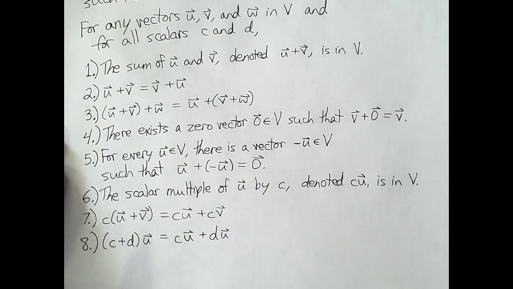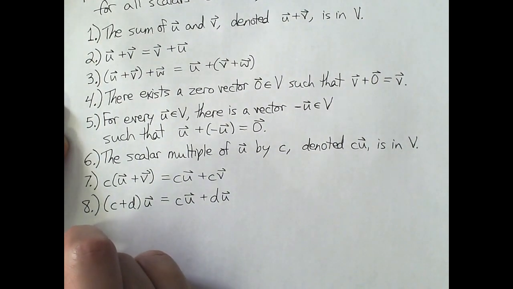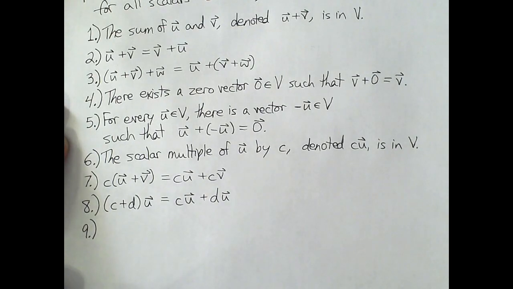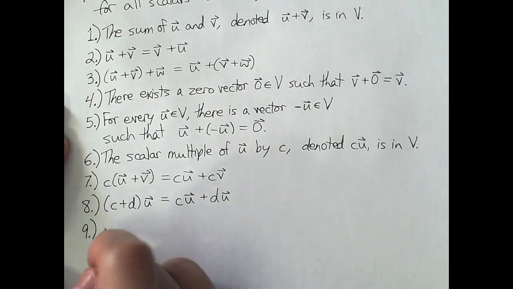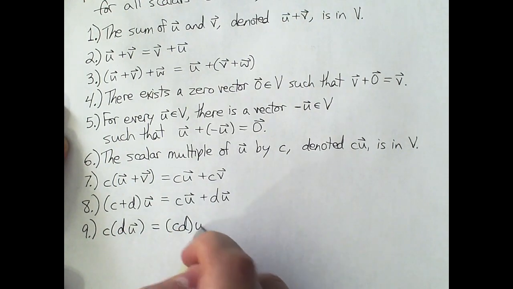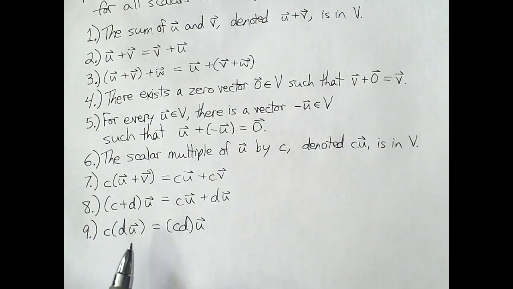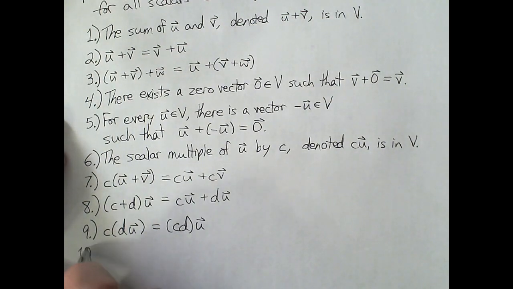If you're adding 2 scalars in parentheses and multiplying by a vector, you can distribute across the parentheses in that way. Number 9 says, we've seen properties like this before. So if you're doing what's in the parentheses first, as order of operations says, this says that multiplying the scalar d times u and then multiplying by c is the same as just multiplying cd together first and then multiplying them by u. And I said there were going to be a total of 10 properties.